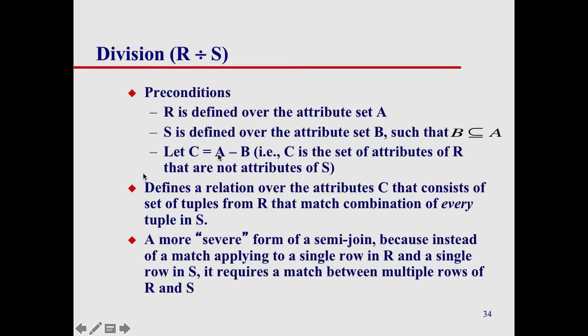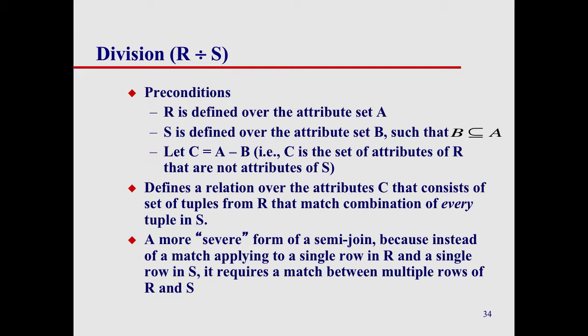So it's actually the attributes in A minus B that we are interested in. So I would argue that while the book defines B as a proper subset of A, it really should be that B is a proper subset of A, because you want at least one attribute to be in your result. Okay.